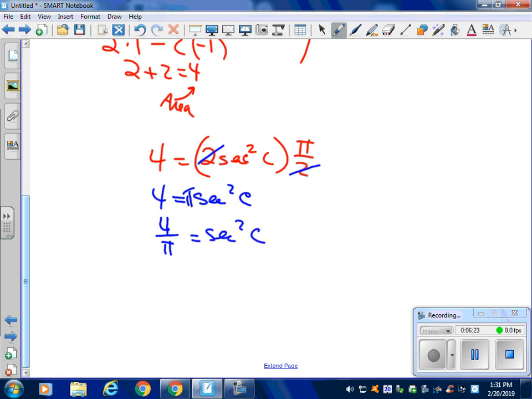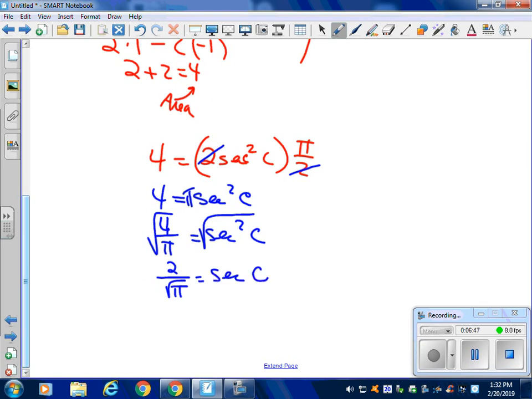Okay. When you take the square root of something, if you wanted to get rid of a square, does that make sense to you also? Everybody agree? All right, so that makes it the square root of, well, actually, the square root of 4 is 2 over the square root of pi is equal to secant of C.